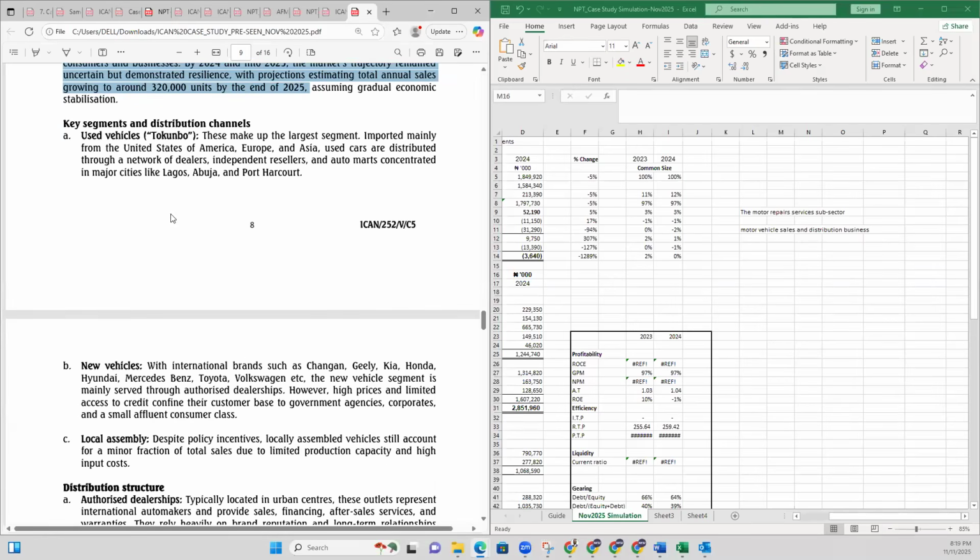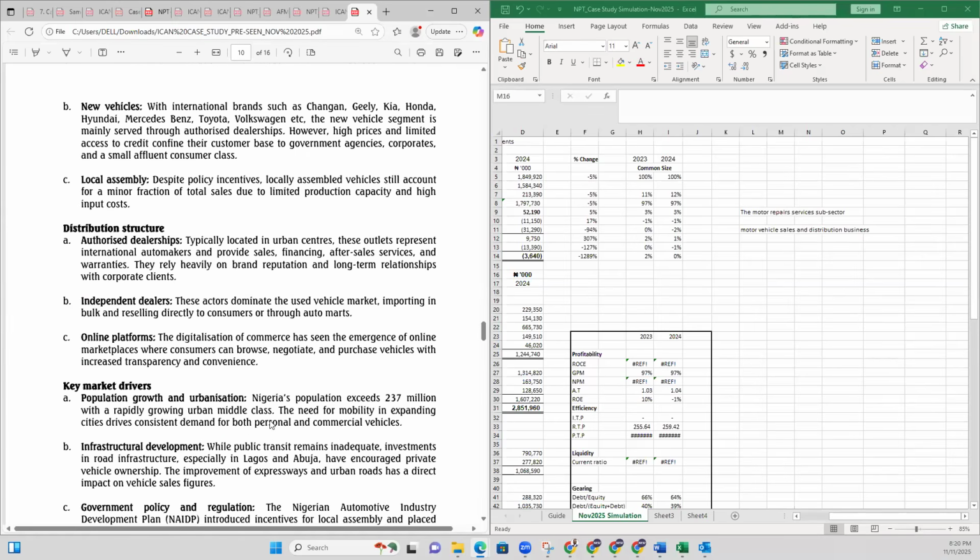And then you see a further breakdown here where they said the key segments are: we've got the Tokunbo car, we've got new vehicles, and we've got the locally assembled ones, like the one that is done by, what's the name of that now? Innocent. Innocent, thank you. Like Innocent.